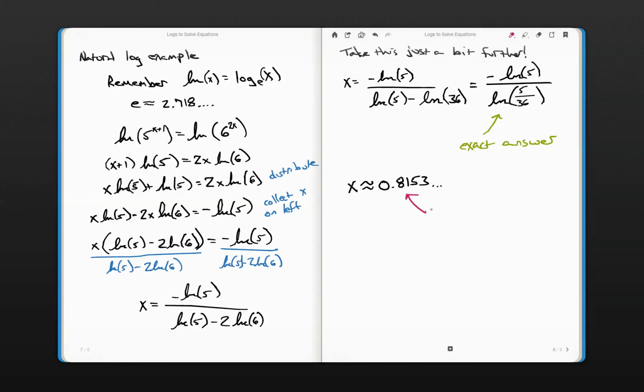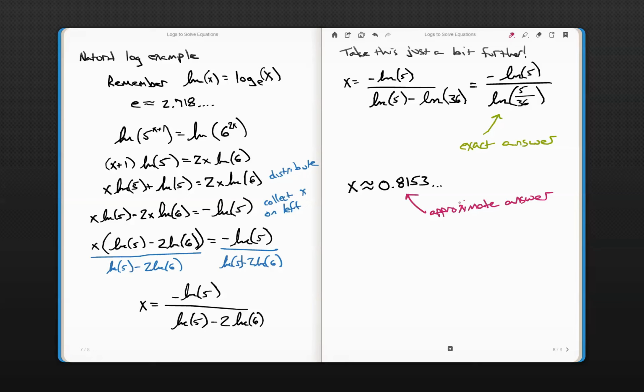If this were years, well, maybe 0.8153 is enough, right? It gets me down to the day or the hour. If this were dollars, maybe just stop it at 82 cents. It depends. Once we start approximating, we have to be very careful. Usually I will ask for the exact answer. On occasion, you have to punch these numbers into your calculator to get an approximate answer. Big difference.